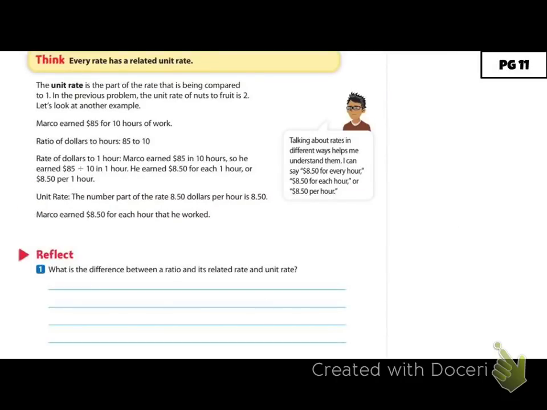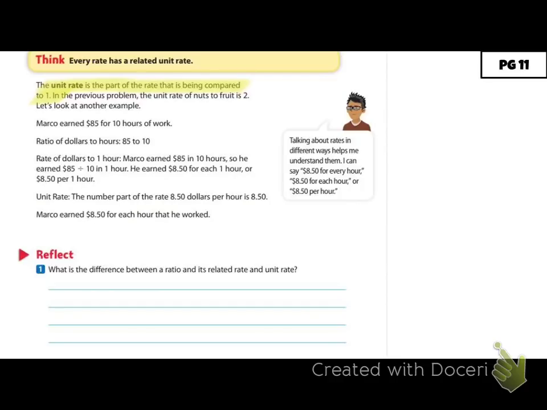So every rate has a related unit rate. The unit rate is the part of the rate that is being compared to 1. Once again, that's a vocab term, so we want to make sure that we get that highlighted. In the previous problem, the unit rate of nuts to fruit is 2. Let's look at another example.